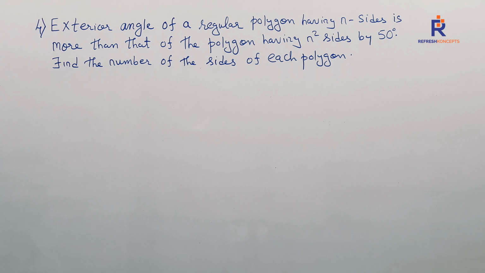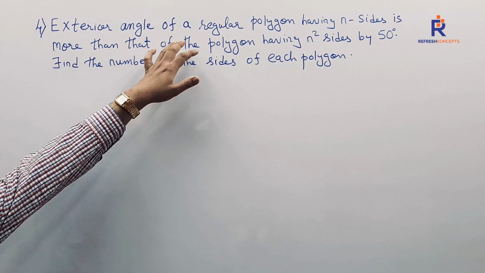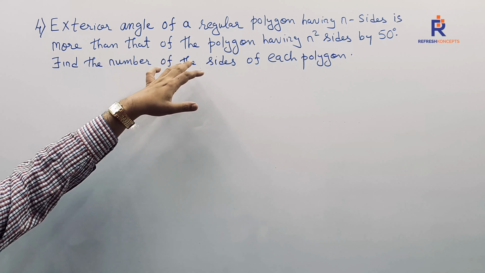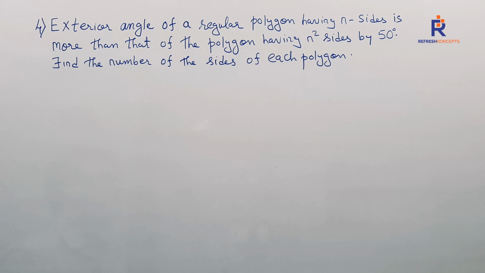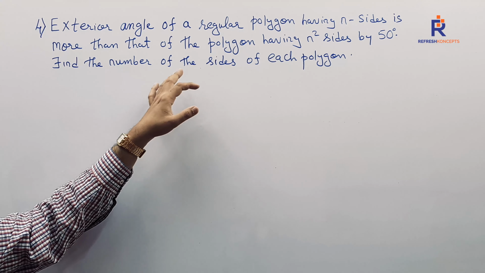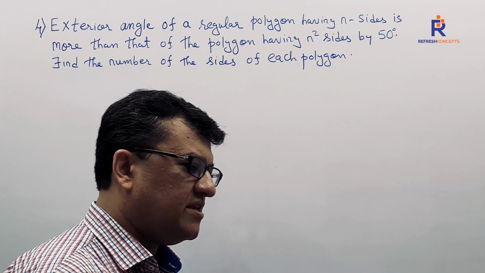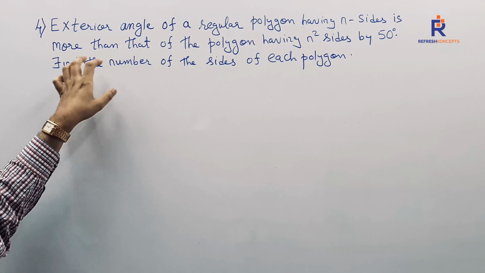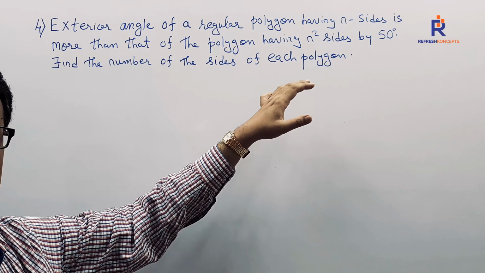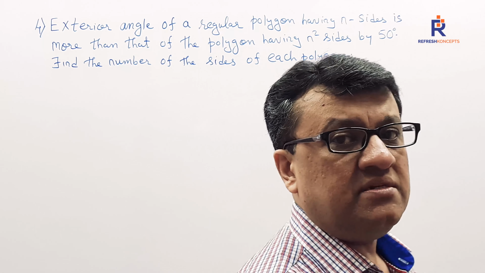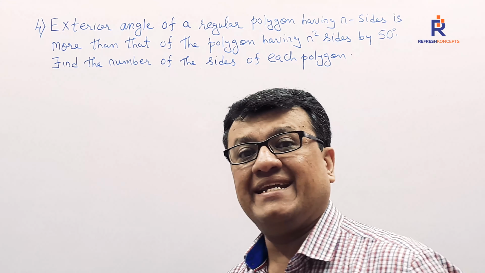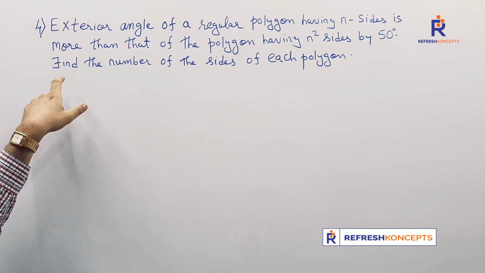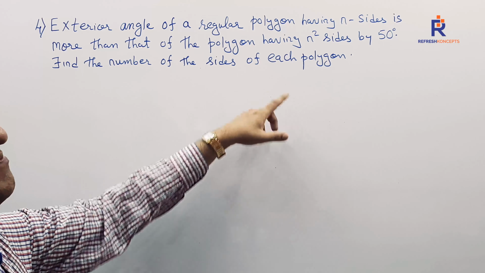Let's see what this particular question says. Exterior angle of a regular polygon having n sides is more than that of a polygon having n square sides by 50 degree. Find the number of sides of each polygon. Once again, if you want, you can read the sum. So children, how many polygons are there in this particular question? There are two polygons, one with n sides and the other with n square sides.